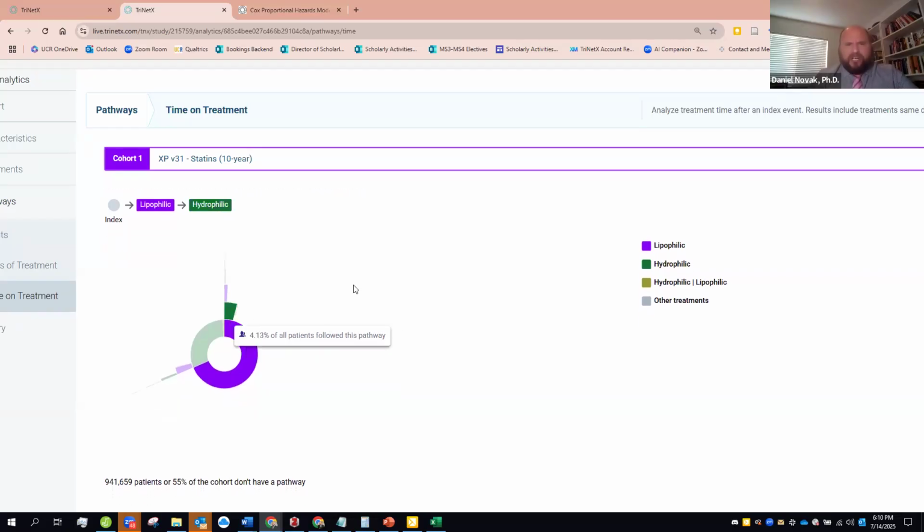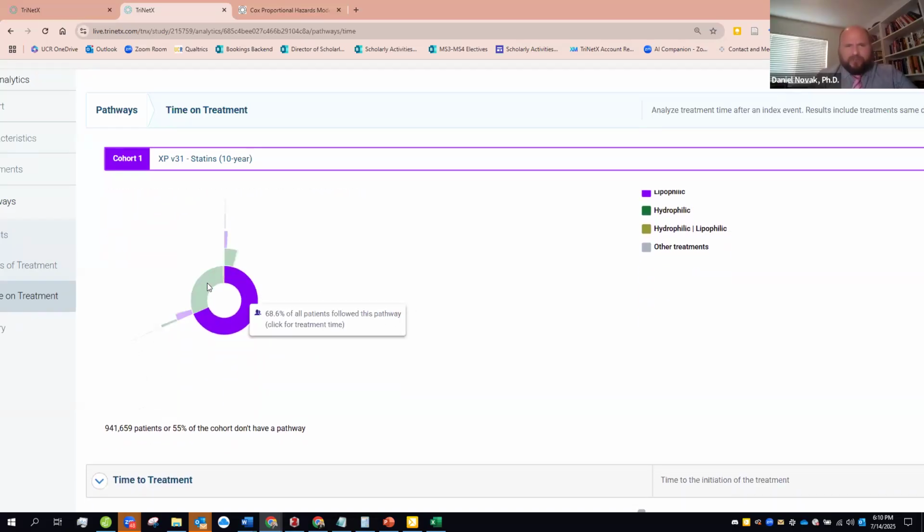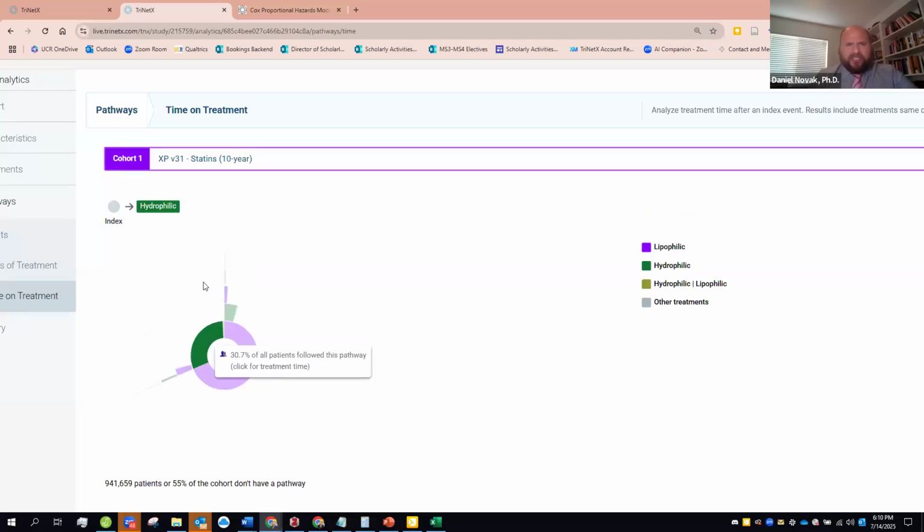It's also a little easier on some other outcomes as well. You can see over here, this defines people who started on hydrophilic ones and then switched over to lipophilic. There's a little diagram up at the top here. Actually, I can click on it like that. You can see this tells you that order and allows you to see it.